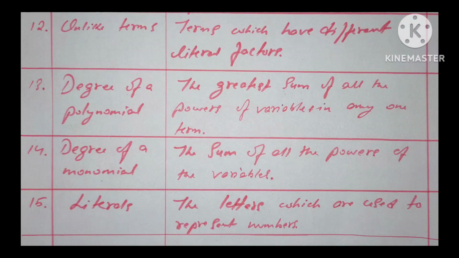Now let's see what is the degree of a polynomial. The definition of the degree of a polynomial is the greatest sum of all the powers of variables in any one term is called the degree of a polynomial.